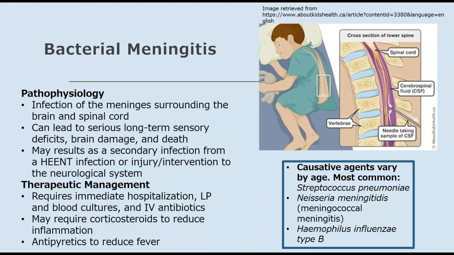type B. Therapeutic management also includes IV antibiotic administration, and this is started very quickly after the blood cultures are taken. The patient may also require corticosteroids to help reduce inflammation of their neurologic system, and antipyretics are often given to help reduce fever.